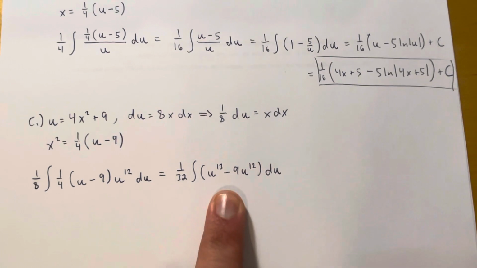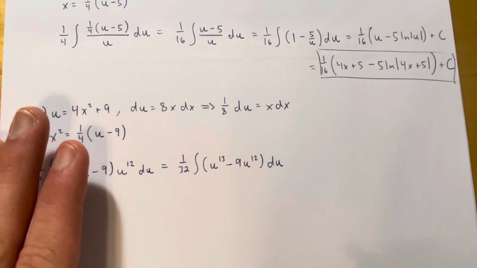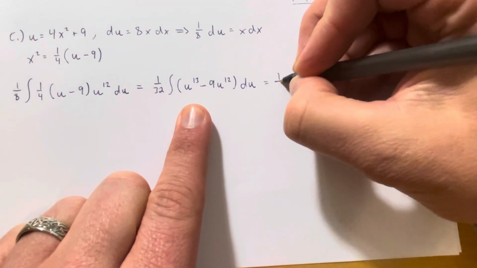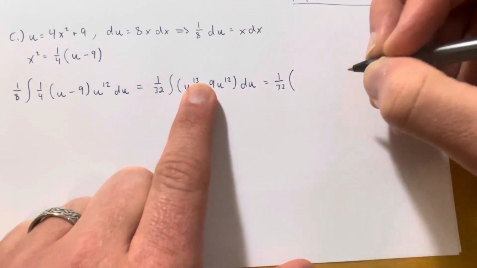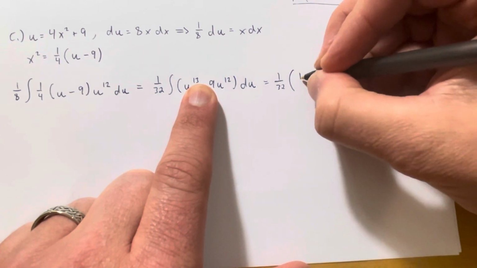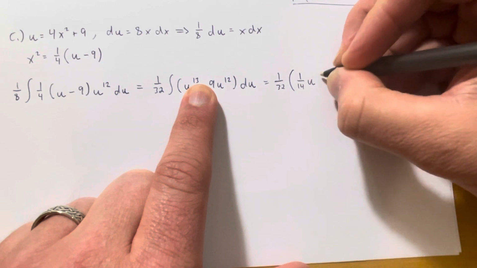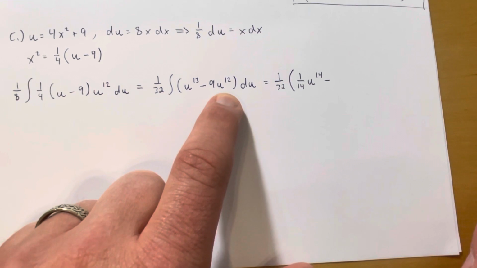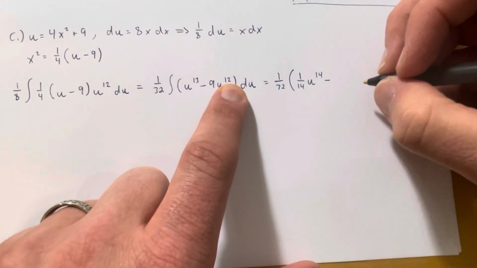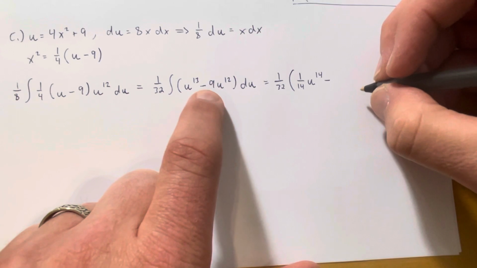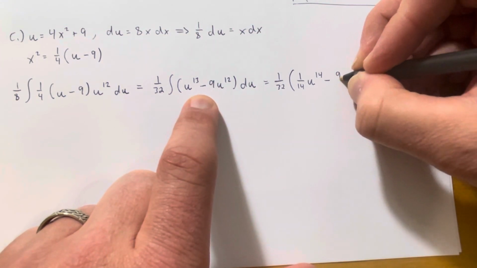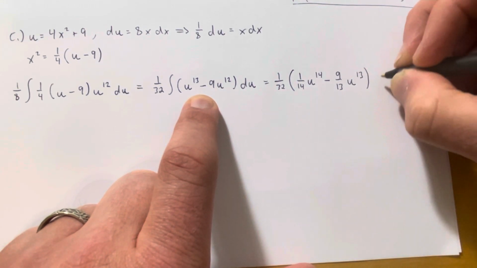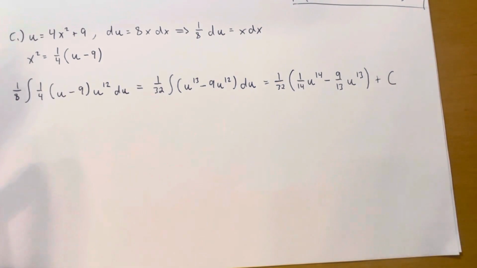And now I have a really simple polynomial, and those are like our favorite things to take derivatives and antiderivatives of. So this becomes 1/32, add 1 to the exponent, and then multiply by the reciprocal of that number. That would be 1/14, u to the power of 14, minus 9 times u to the 13th, add 1 to the exponent, multiply by the reciprocal. So if I multiply by 1/13, I would have this 9 still here. That becomes 9/13 u to the 13th power plus c.